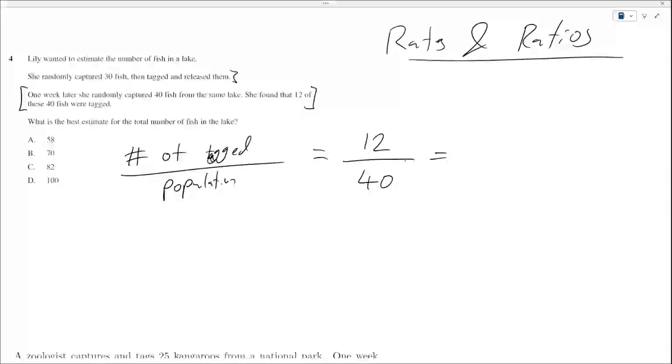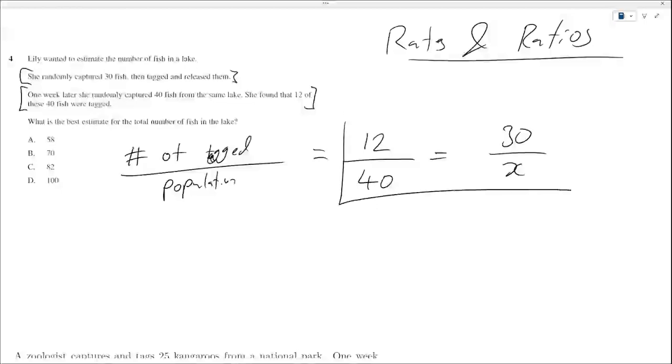So that means we can set this 12 over 40 equal to, now we look back at our first section. She randomly captured 30 fish, then tagged and released them. Is that the total population or the number of tagged? That will, of course, be the number of fish tagged. And the total population, therefore, we don't actually know, and that is what this question is asking us to determine. So now we just need to solve for x. We have 12 over 40 equals 30 over x.